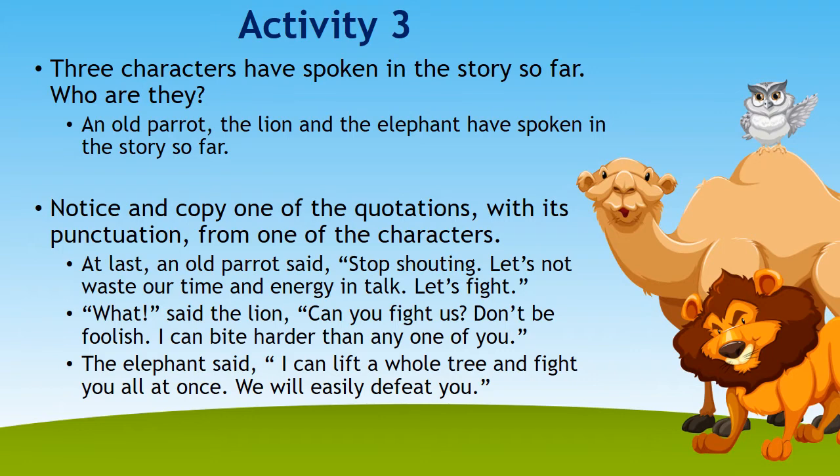Now activity 3. It is related to activity 2. Let's read the questions. 3 characters have spoken in the story so far. Who are they? Well, how do we know that somebody has spoken something? When we read the dialogues, when we see the quotation marks, the punctuation marks of quotation, double quotes that we see. From that we can see who are the characters that spoke. Other animals' sounds were given, but these animals' dialogues were given. An old parrot, the lion, and the elephant have spoken in the story so far.